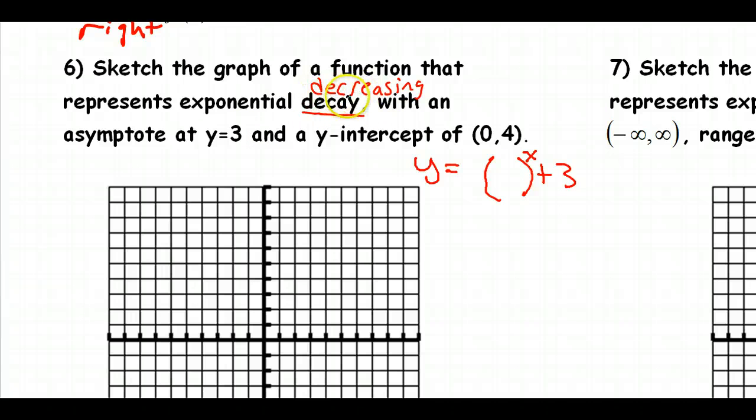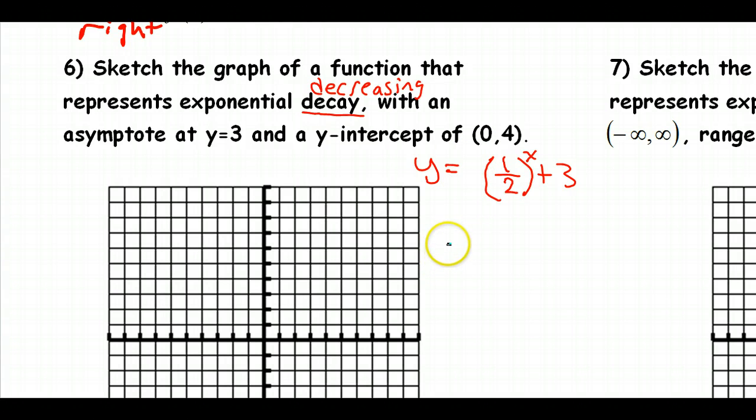If we know that we want it to be decreasing for decay, we need something that's going to be less than 1. So we could use 1/2. We could use 3/4 or any number of things, but I'm just going to use 1/2 because that's something that's less than 1, and it's nice and simple. Now, this part about having a y-intercept of 0, 4. I say the easiest thing to do is to go ahead and put this in your calculator now and see where the y-intercept is, and then we can modify this equation as needed by adding numbers in the front to push this y-intercept higher, or lower, if we need to.